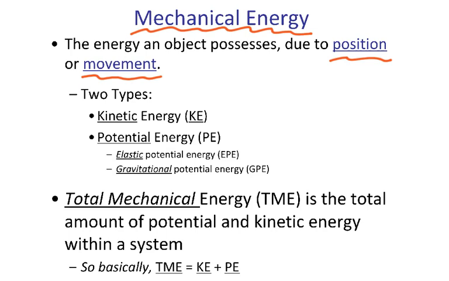So we'll have three total types of energy that we're going to look at. One is kinetic energy. And then we have two different kinds of potential energy. Potential energy includes elastic potential energy and gravitational potential energy.